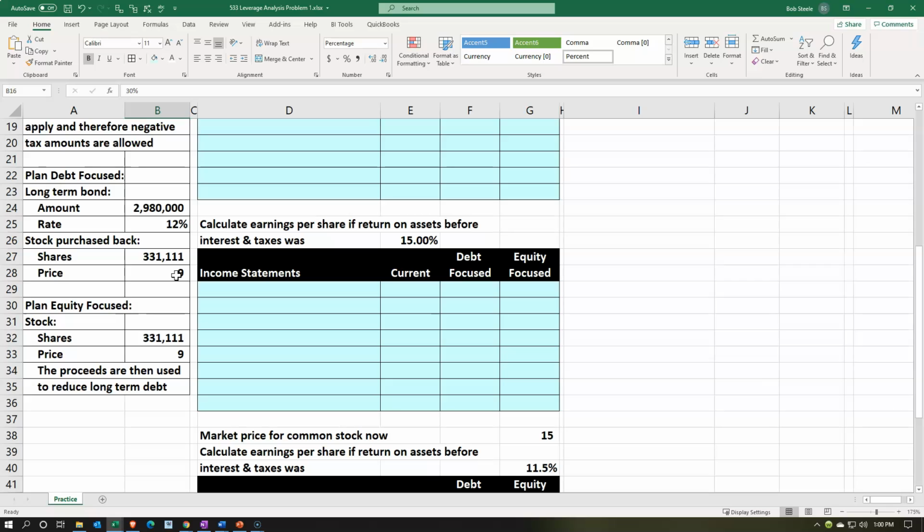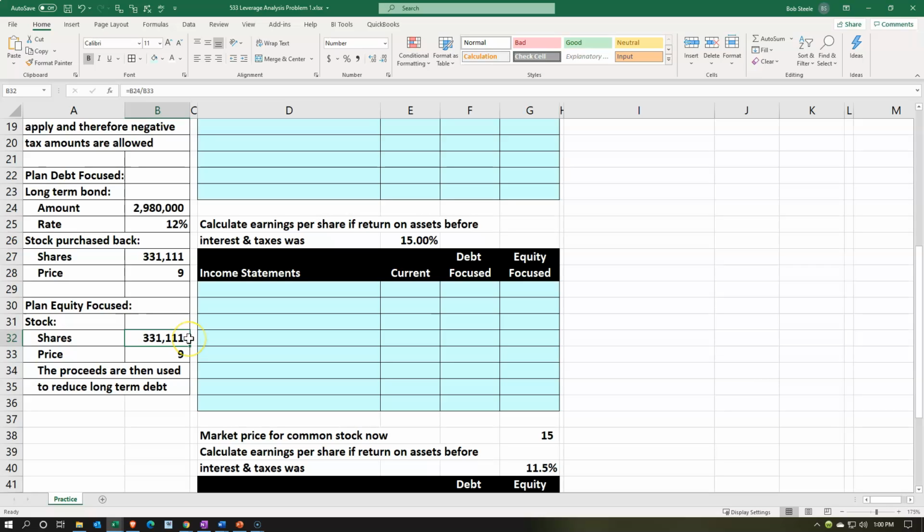We have the debt focused plan, which was we're going to take out a loan for the $2,980,000. The current rate was 12% in order to do so. And then we're going to use that money in order to buy back as many stocks as we can to increase the leverage basically on the debt side versus the equity side of financing the assets. Therefore, we bought back 331,111 stock.